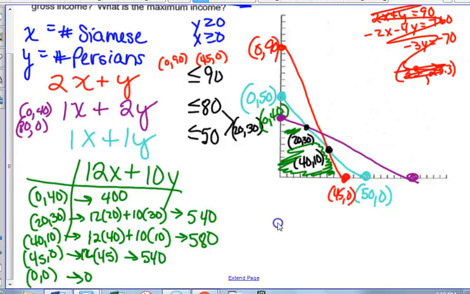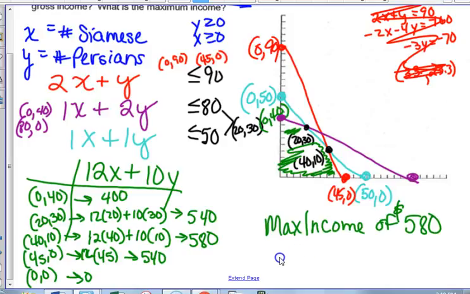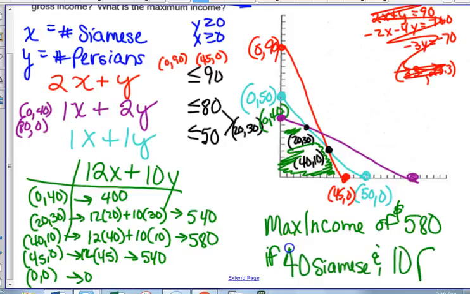Okay, so what are we trying to do? Maximize or minimize? Maximum income of 580. You can't just tell a cat you're going to have this amount of cats. You're allowed to have this big of a litter, and if you don't, shame on you. It was 40 Siamese, 10 Persians.